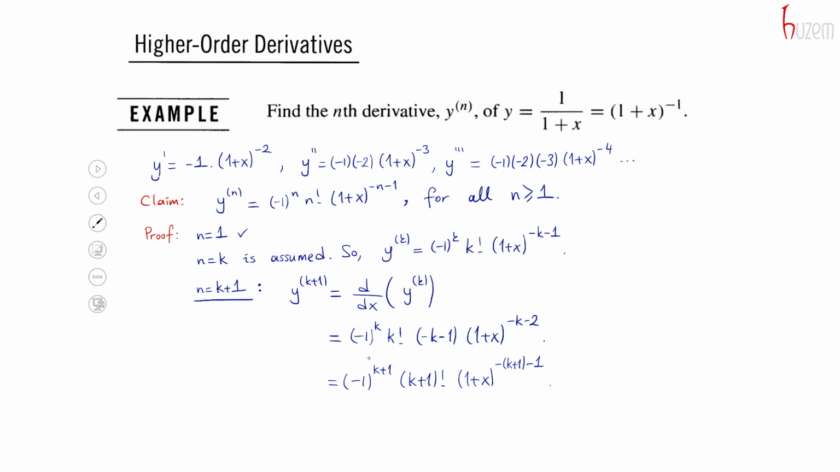So if you rearrange this formula, you get another minus sign here coming from here. So minus 1 to the power k plus 1. K factorial times k plus 1 will be k plus 1 factorial. And this can be written this way.